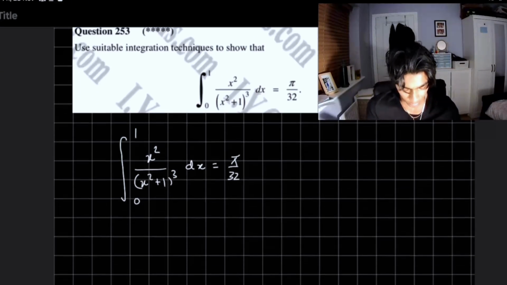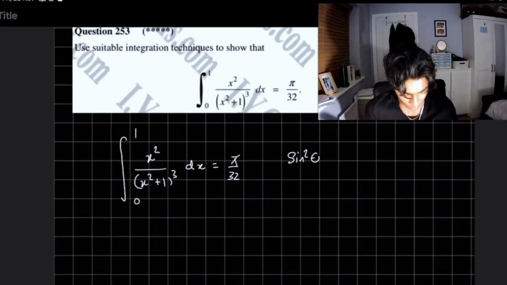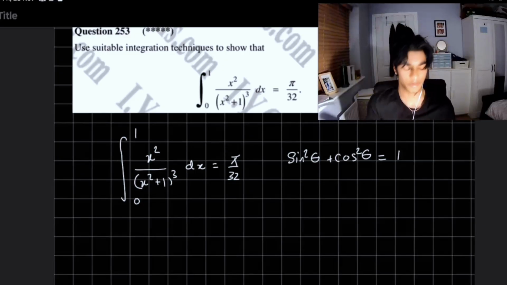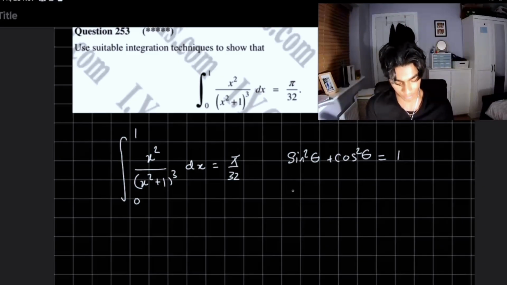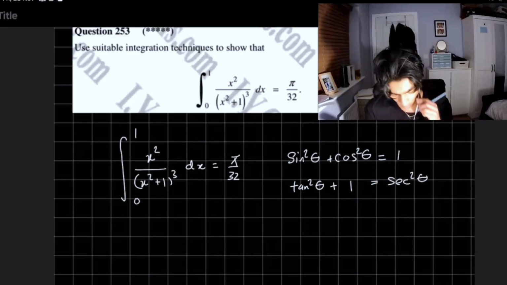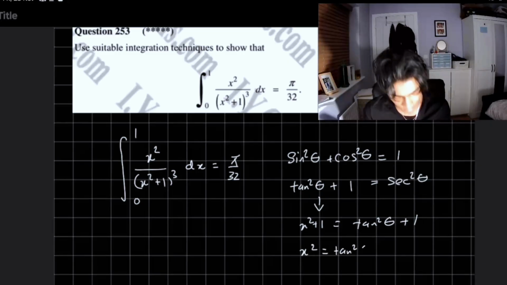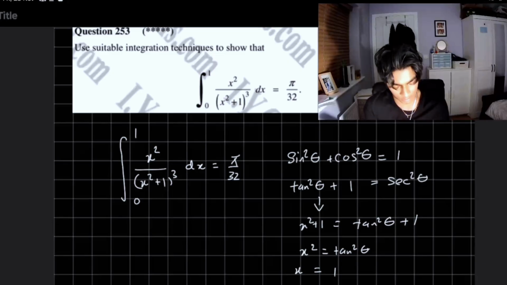So to get started, we'll take the Pythagorean identity, sine squared theta plus cos squared theta equals 1. And then from there, we're going to divide both sides by cos squared theta. So tan squared theta plus 1 equals sec squared theta. Right, so what can we do from there? It's in the form of x squared plus 1, so tan squared plus 1. You can replace that with x squared plus 1. So then x squared is equal to tan squared theta, and x will just be equal to tan theta.